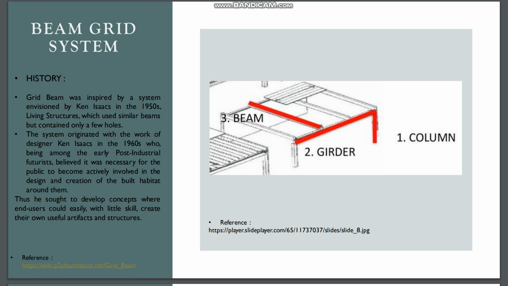For the history, the grid beam system was inspired by a system innovated by Ken Isaacs in the 1950s, with living structures which used similar beams but contained only a few walls. The system originated with the work of designer Ken Isaacs in the 1960s, who, being among the early post-industrial futurists, believed it was necessary for the public to become actively involved in the design and creation of the built habitat around them. The photo shows a girder, beam, and column.